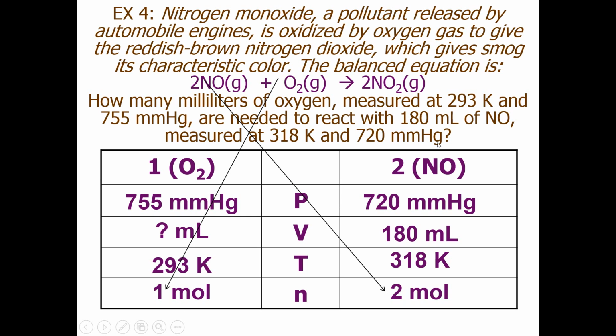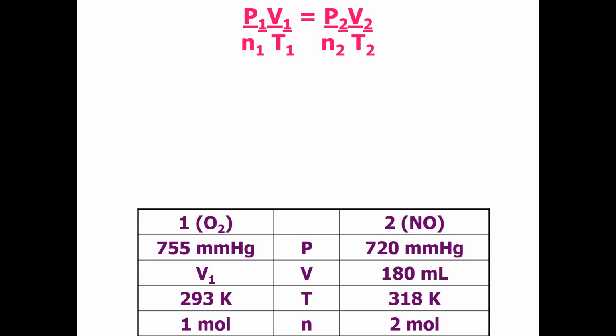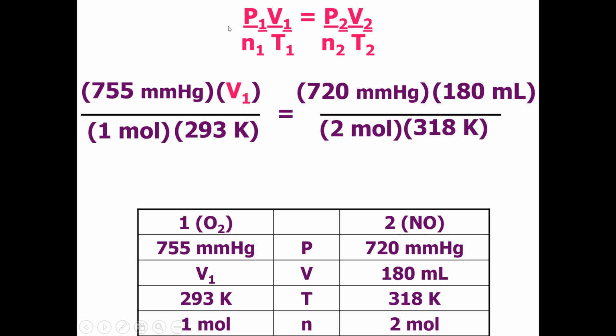Once we have all our numbers in place, we can plug them into our formula. The formula we're using is the combined gas law, and we're actually using every single piece of it. We place all of our numbers as they represent P1, V1, N1, T1, P2, V2, N2, and T2. Now, if you want, you can hit pause right now and solve for V1 using algebra to test your skills. If not, I'll show you an easier way using cross multiplication.